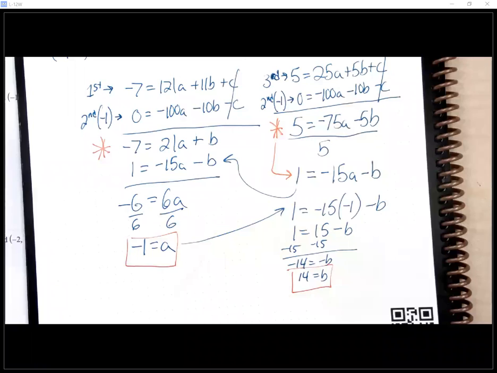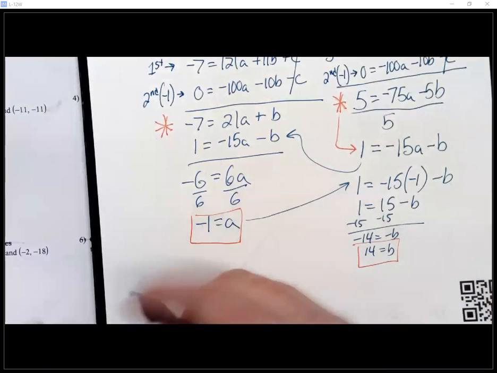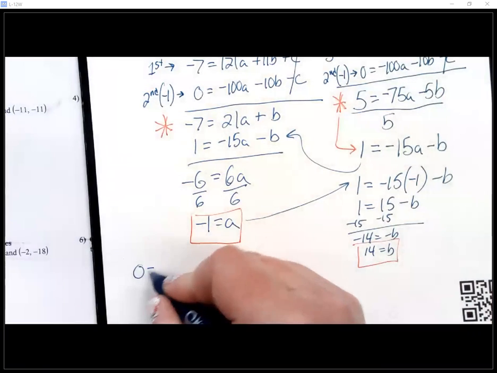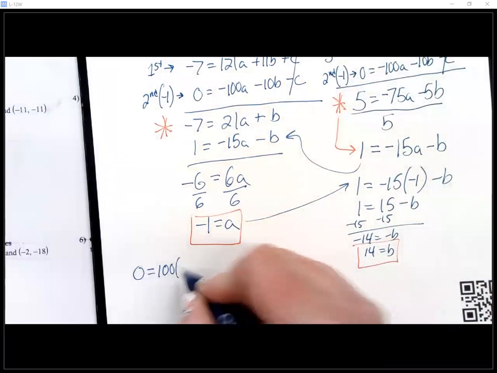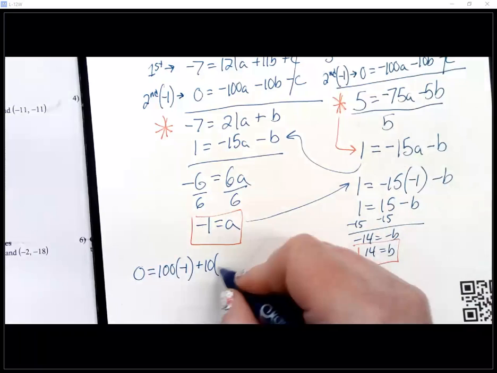Yes, you go all the way back to one of your 3 originals. You can pick any of these 3. It doesn't matter. So I'm going to pick the middle one just because the numbers seem the nicest. But it doesn't matter. I'm going to plug in what A and B are, and then I can just solve for C. So I'll take that middle one. So that would be 0 equals 100 times the negative 1 plus 10 times 14 plus C.